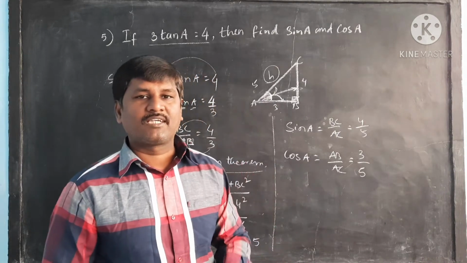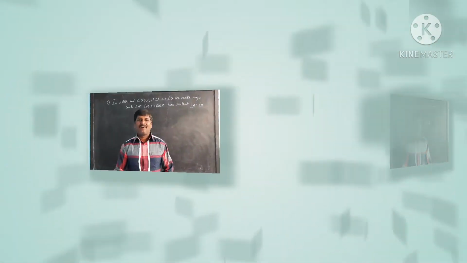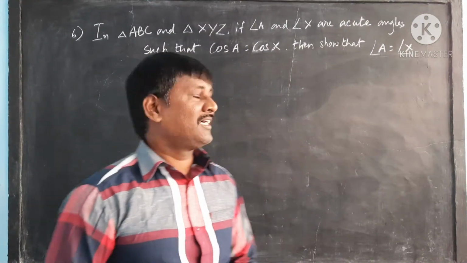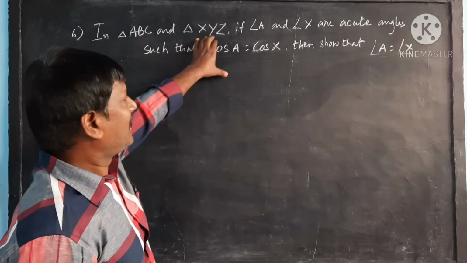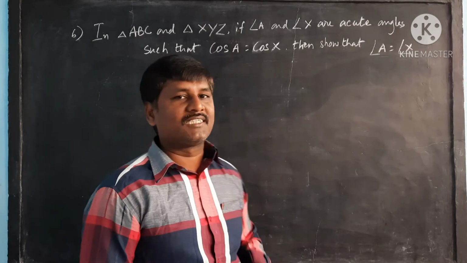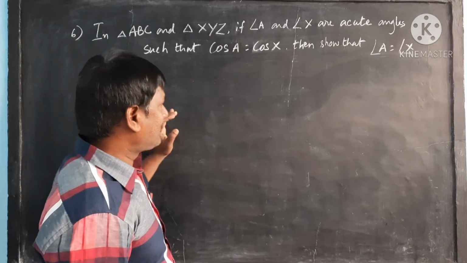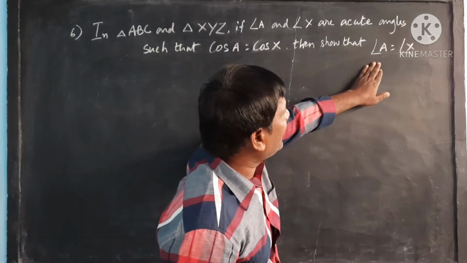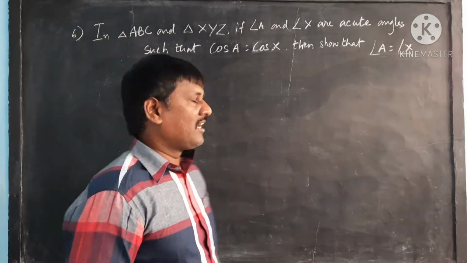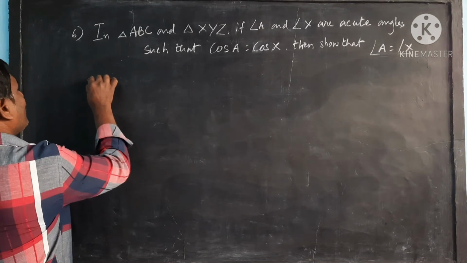Now we have to move to the next question, that is the 6th question. Now let us read question number 6. The question is, in triangle ABC and triangle XYZ, if angle A and angle X are acute angles such that cos A is equal to cos X, then show that angle A is equal to angle X. Now let us start the solution.